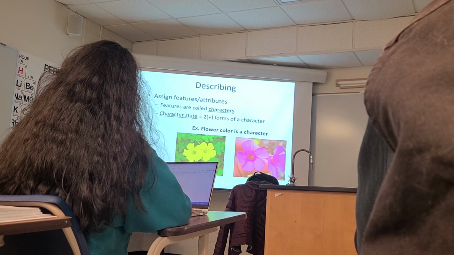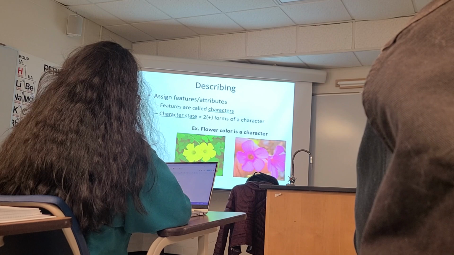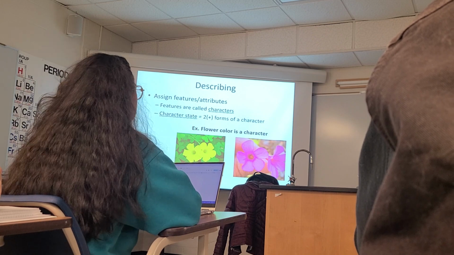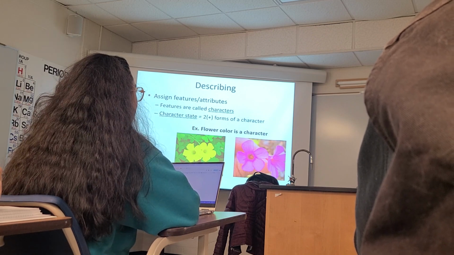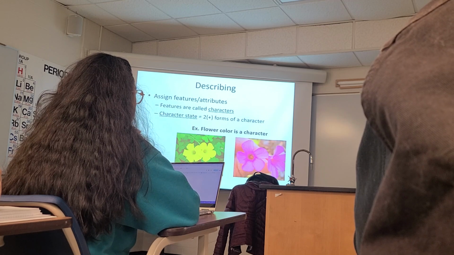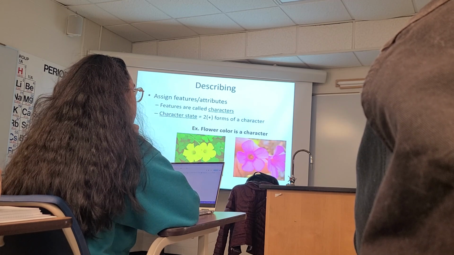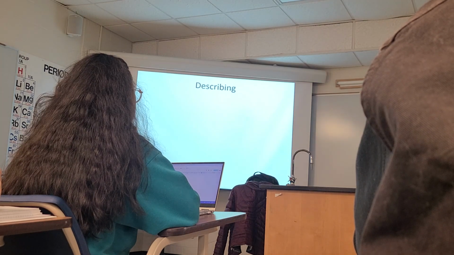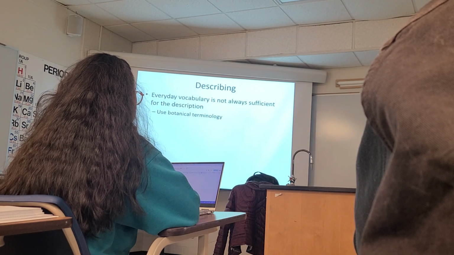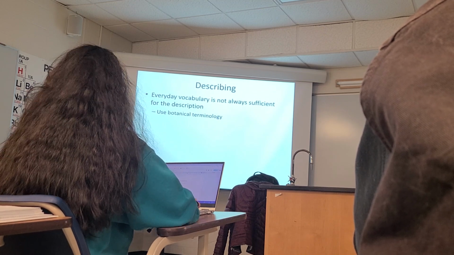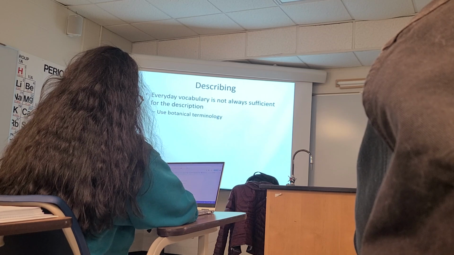Well, that seems pretty easy, right? We can work with that. We often use color for classifying things because in most cases we can readily see it. The problem is when it comes to botany, when it comes to plants, sometimes vernacular, simplified layman's language like purple or pink doesn't always work. There's a lot of terminology involved in this. Sometimes our everyday vocabulary is not sufficient for the description, and so we're going to have to use some new terminology that we're going to learn.